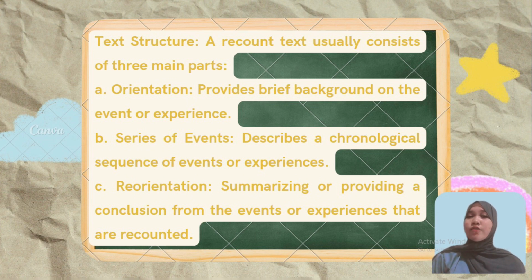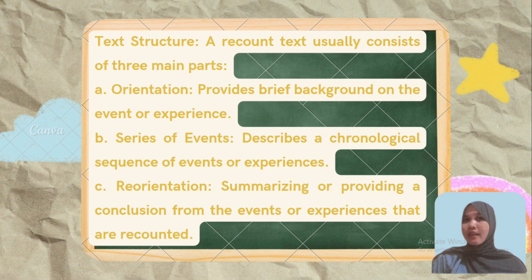The last is chronological order. Recount text follows the sequence of events or experience chronologically, starting from the beginning to the end. This helps the reader or listeners understand the line of the story well.